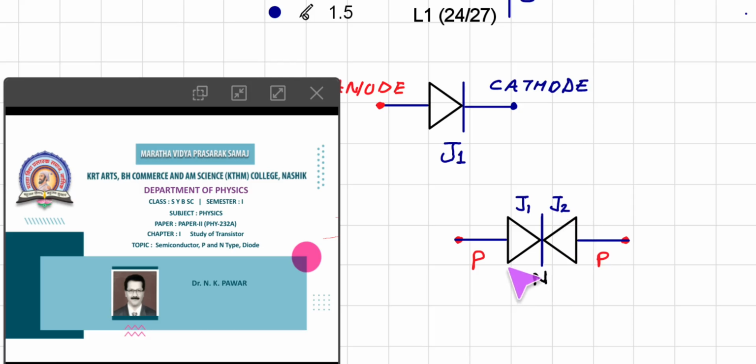But now, before understanding the transistor, we'll have a brief review of what a semiconducting material is and how a PN junction diode works. Once we understand its functioning, it is very easy and simple to understand the functioning of the transistor.